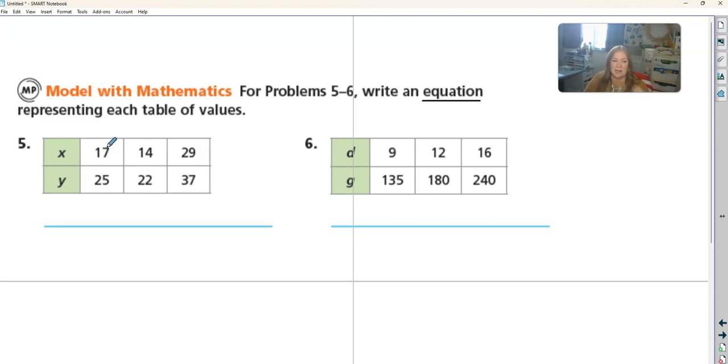So let's try adding. How do I get from 17 to 25? So we're at 17, 18, 19, 20, 21, 22, 23, 24, 25. So there's 8 more. So let's see if I add 8 here. 17 plus 8 is 25. So let's try 14 plus 8. So we're at 14, 15, 16, 17, 18, 19, 20, 21, 22. 8 more does make 22.